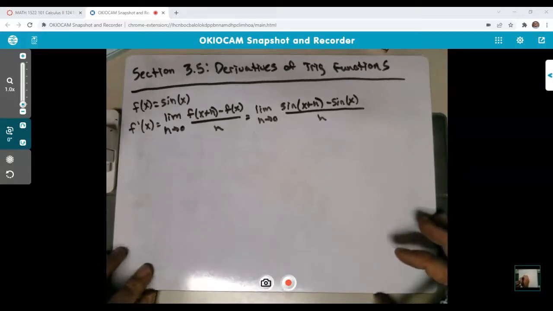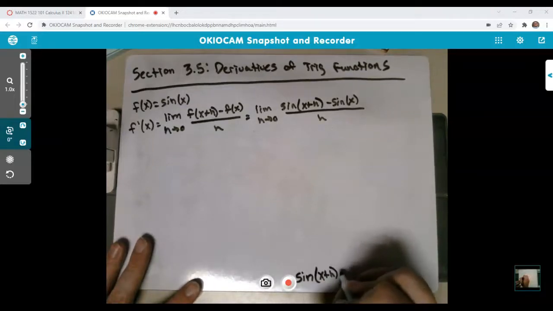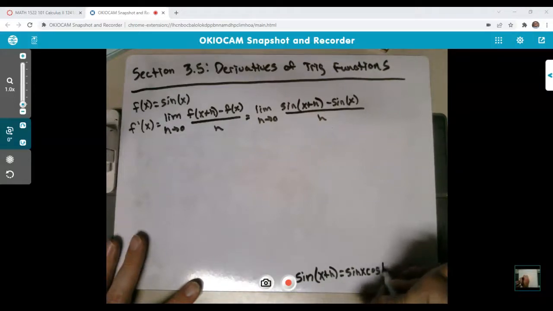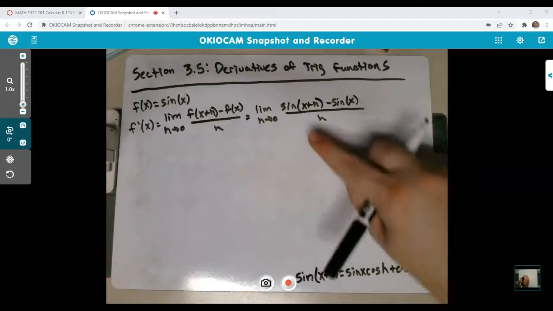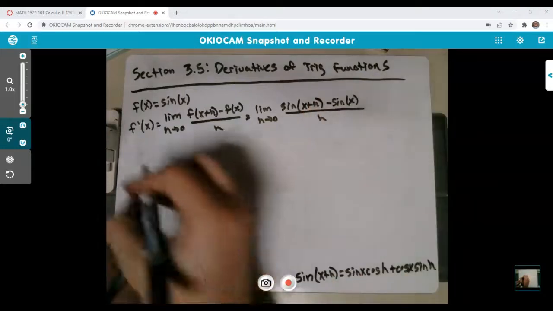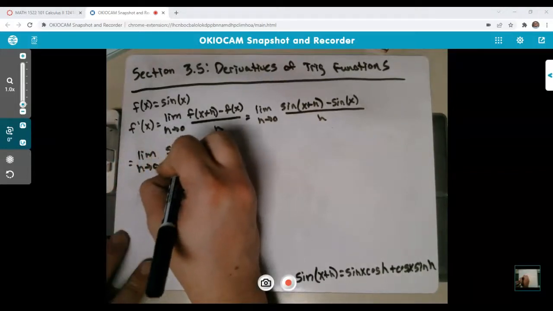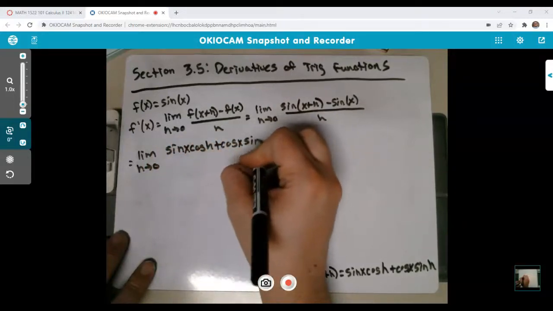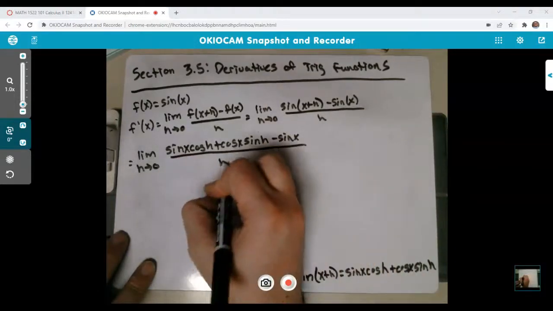identity that sine of a sum, like sine of x plus h, is equal to sine of x cosine of h plus cosine of x sine of h. That's a trig rule. So I'm going to use that to rewrite that first term. So that's the limit as h goes to 0 of sine of x cosine of h plus cosine of x sine of h, and then I have minus sine of x all over h.